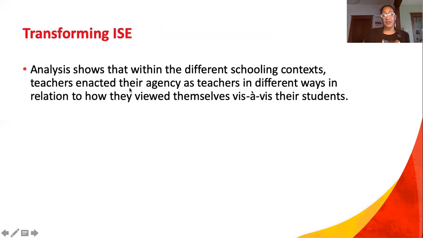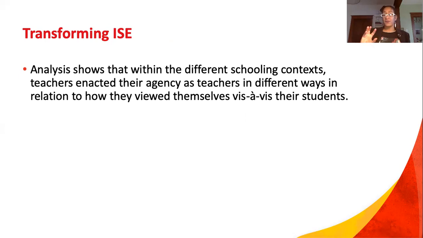Okay, so transforming informal science learning. When I looked at this data and analyzed it, it showed that within the different schooling contexts, teachers enacted their agencies in different ways in relation to how they viewed themselves in relation to their students. The particular teachers that helped me develop this critical agentic bricoleur framework all happen to be racialized teachers.